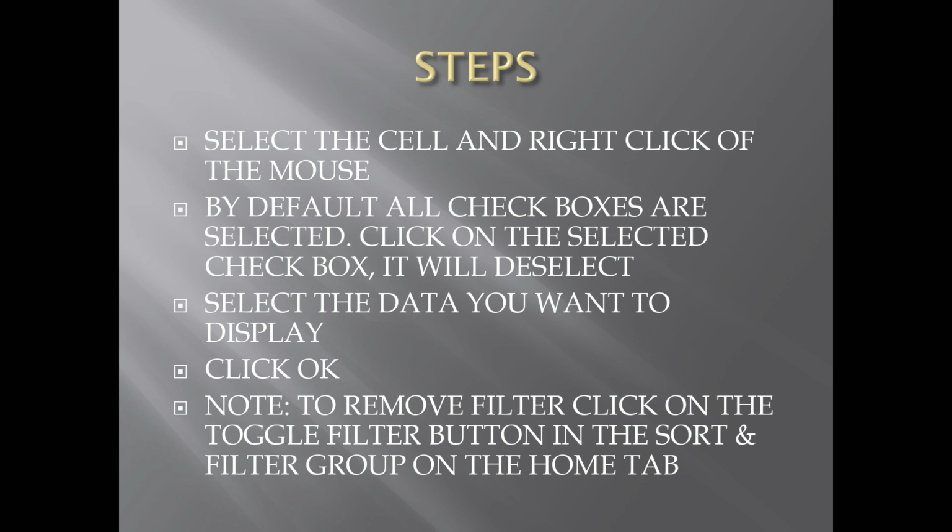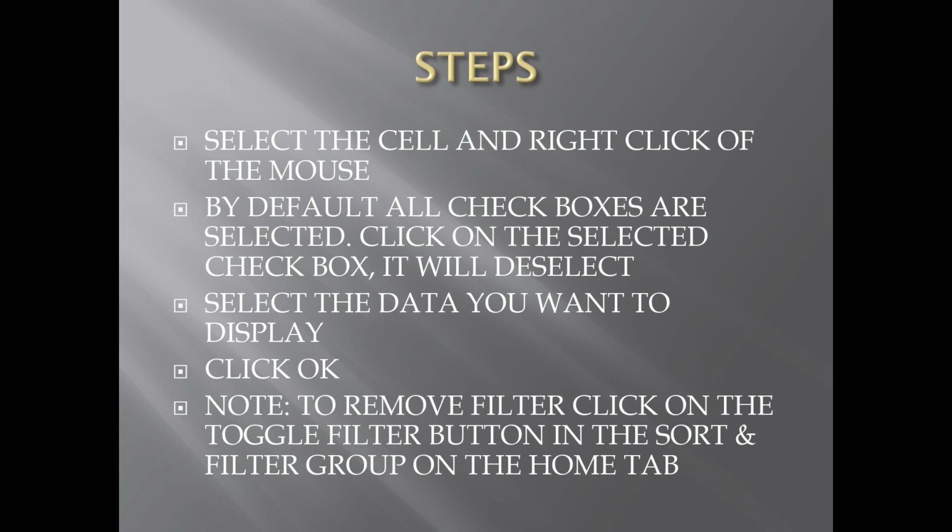Click on the selected checkbox. It will deselect. Select the data you want to display. Click OK. Now see, there is a note. To remove filter, click on the toggle filter button in the sort and filter group on the home tab.